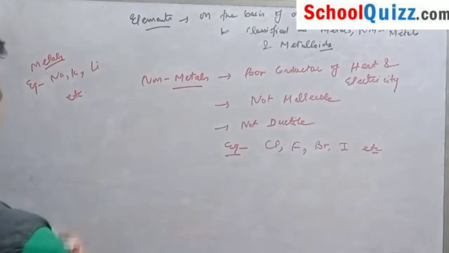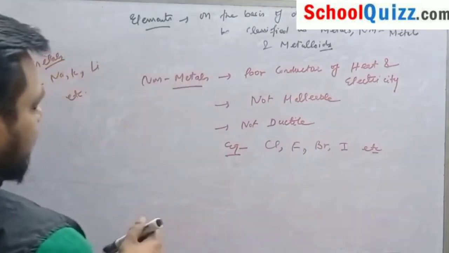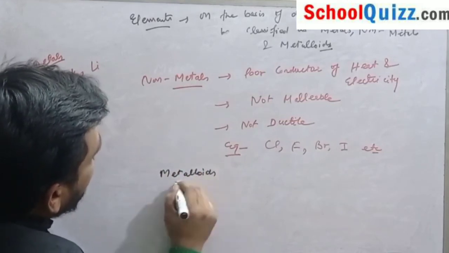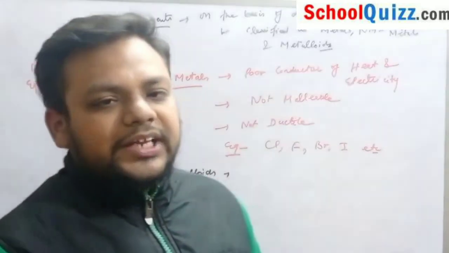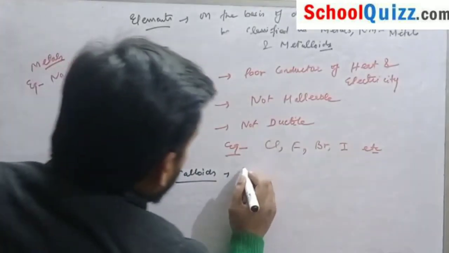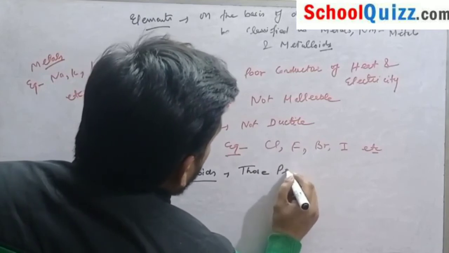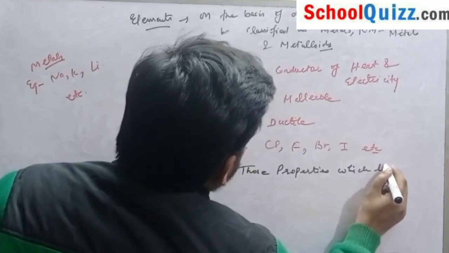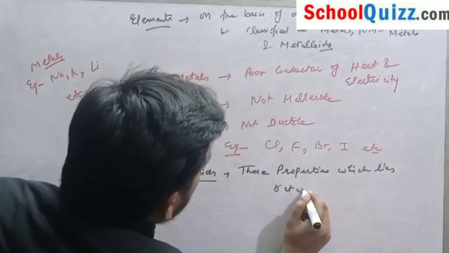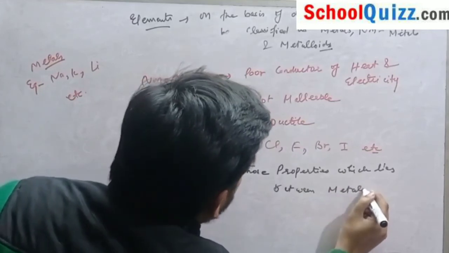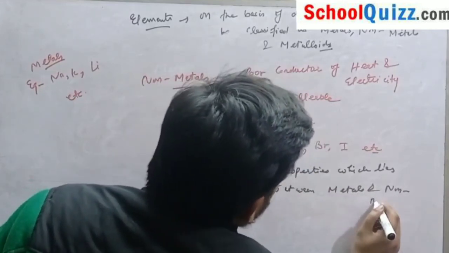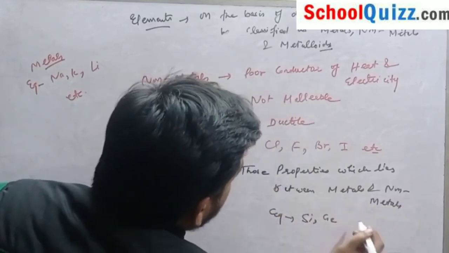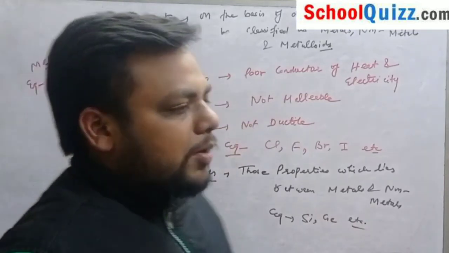Lithium, etc. Next, our third classification is metalloids. What are metalloids? Those whose properties lie between metals and non-metals. Examples: silicon, germanium, etc. These all are metalloids.